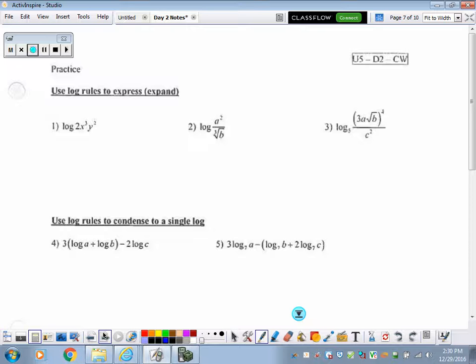Questions 1, 2, and 3, we're going to expand. Try a little bit on your own. The substitute can pause the video for you to try it on your own, and then in a couple seconds you can turn the video back on to see what the answers are.